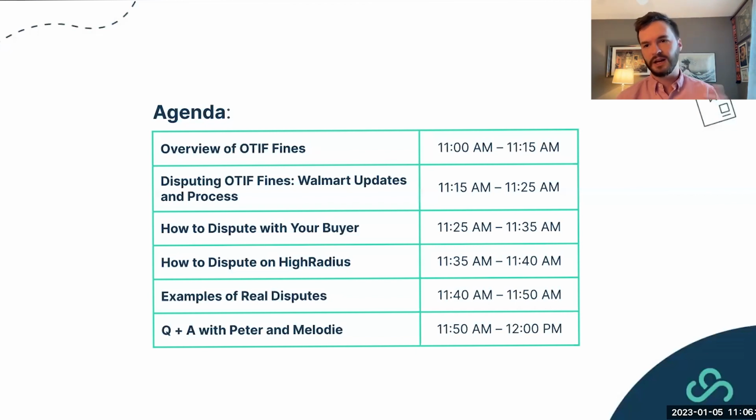We'll finally get into the thing that people tend to be most curious about: how to dispute with your buyer, how to dispute with HighRadius. Those are the two primary means of disputing. And then we'll dig into some real world examples, some real life scenarios that suppliers have run into recently. And we'll finish up with the Q&A before we go into Parker's demo at the end.